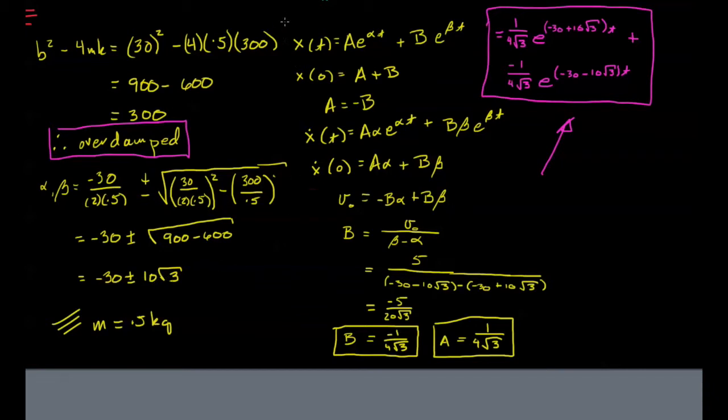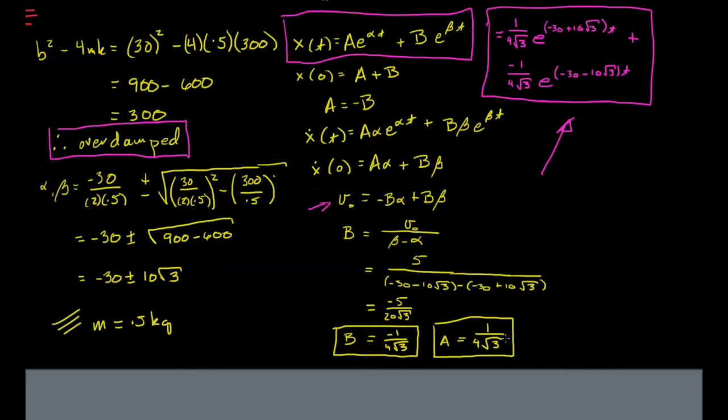I then took that up here, started off with our original equation, and found that x naught, or x of 0, is 0, so A equals negative B. Then we used our initial condition of the velocity at time 0 being v naught. Two equations, two unknowns. We can solve those pretty quickly. We found that B was negative 1 over 4 root 3, and A was 1 over 4 root 3. We plugged those in here, and we came up with a solution that satisfies our initial conditions and tells us the position as a function of time.